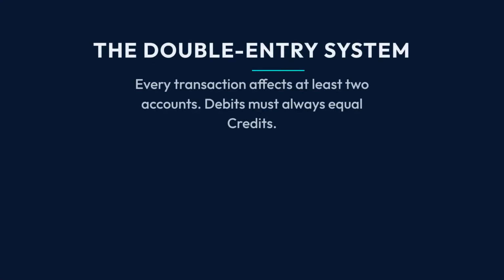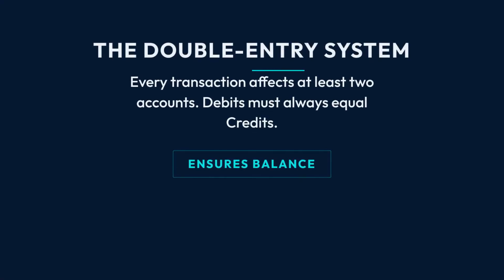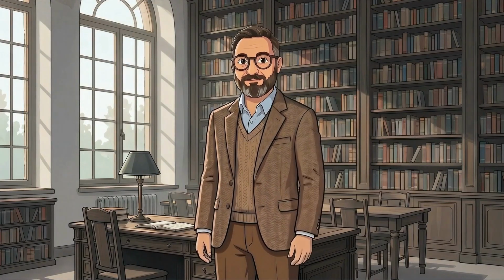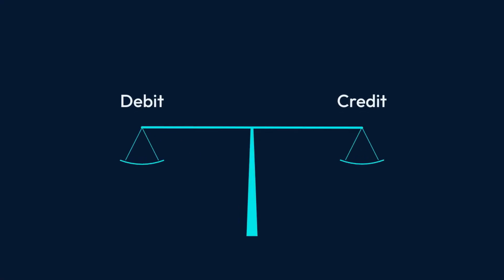These examples highlight the central concept of the double entry system, that every transaction affects 2 or more accounts, and that every debit entry has a corresponding credit entry. This is what keeps the books in balance.